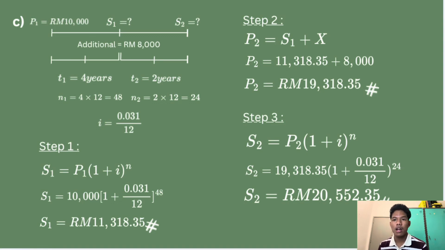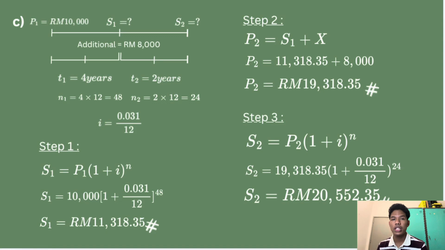i equals 0.031 over 12. So step 1 is we need to use the formula S1 equals P1 (1 + i)^n. So S1 equals 10,000 (1 + 0.031/12)^48. So the answer is S1 equals RM 11,318.35.